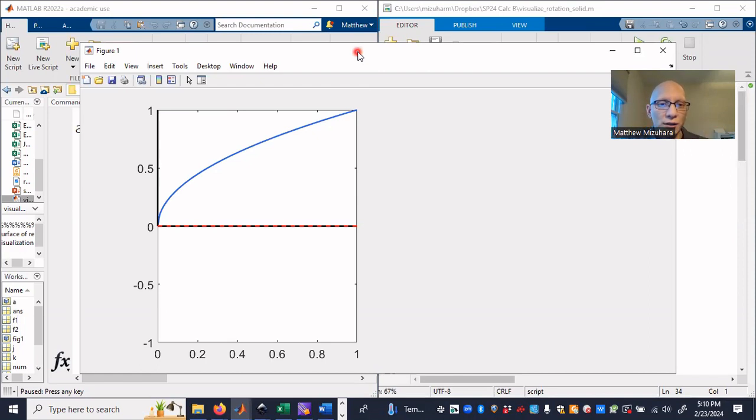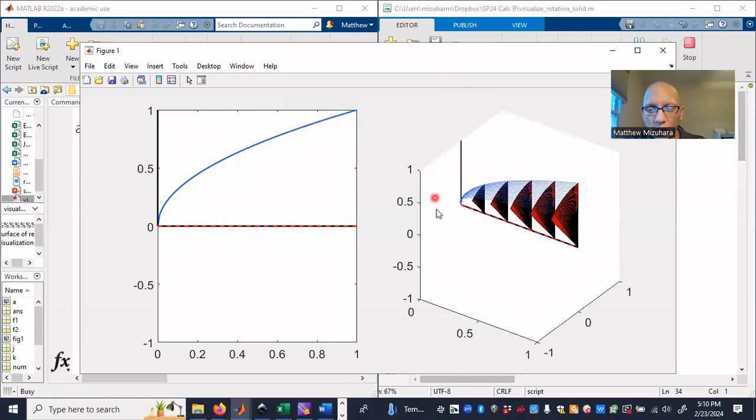So on the left, you see I have a plot of the square root of x. So I'm going to try to use some of the same examples from what we did in class. So on the left is the graph of square root of x, and this is that blue line. And I'm going to rotate it around the red dotted line, which is the x-axis. Okay, so if I hit a button, on the right, you see this process happening.